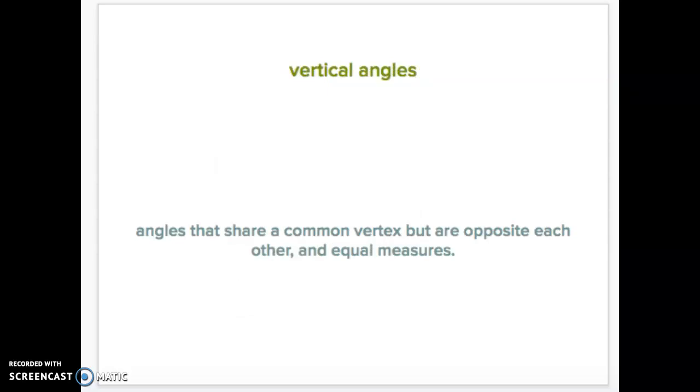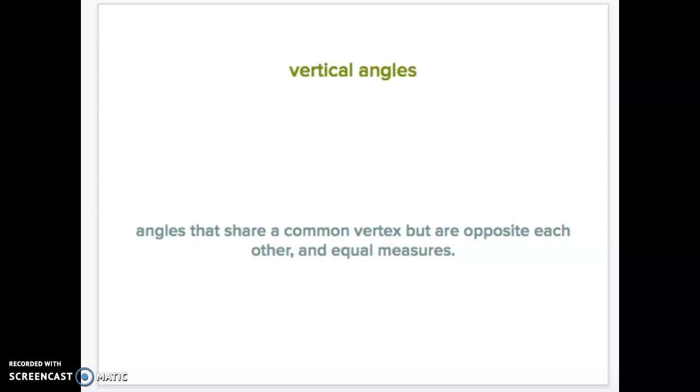Next, I have vertical angles. Vertical angles come up a ton. Especially in chapter 2, coming up next unit, we have almost like a full section about vertical and linear pair angles, which we will talk about here in a second. So vertical angles come up a ton, so this is an important one to remember. Vertical angles are angles that share a common vertex, but are opposite each other and are equal in measure.